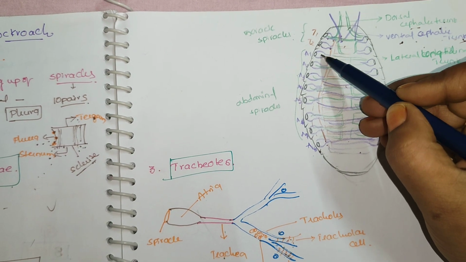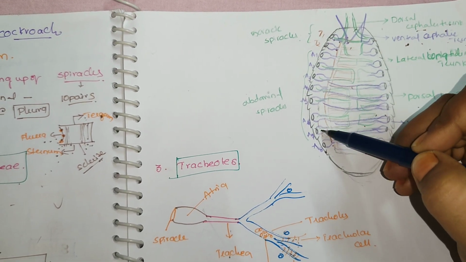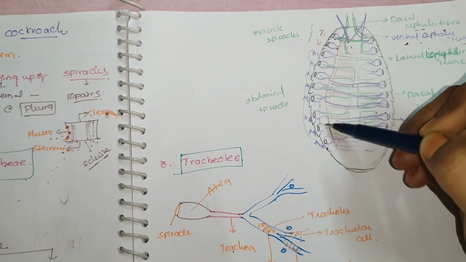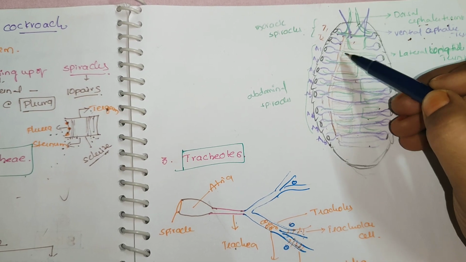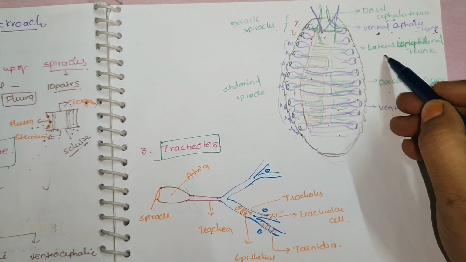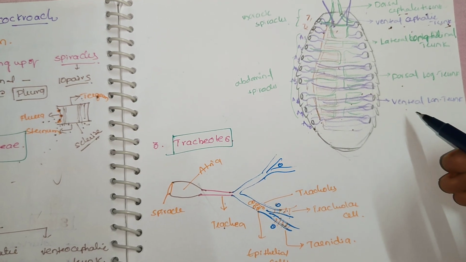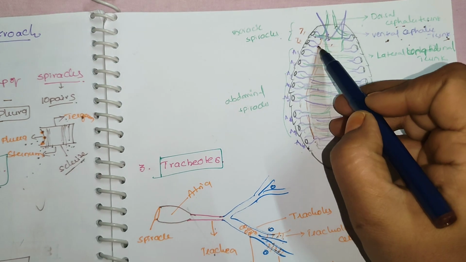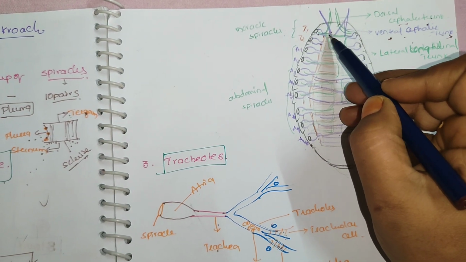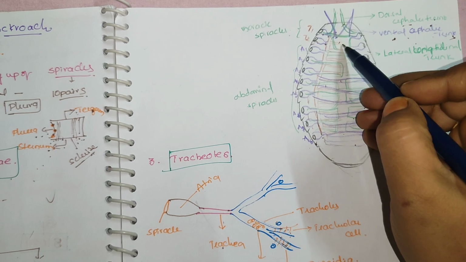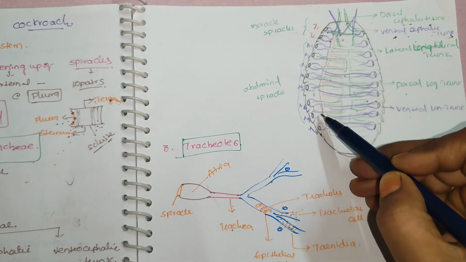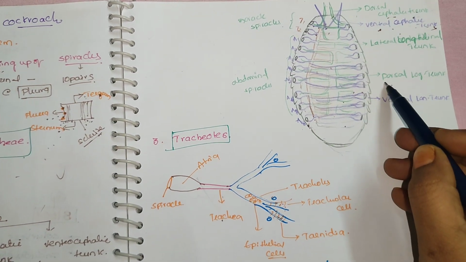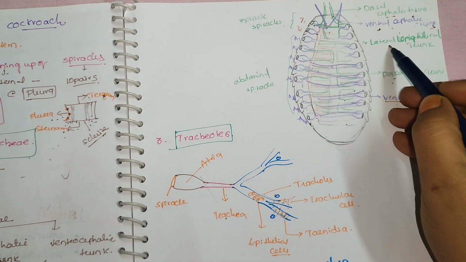And each individual spiracle is attached to a network-like structure, that is longitudinal trunk. On the lateral side it has a longitudinal trunk. It forms the dorsal longitudinal trunk, then ventral longitudinal trunk, then lateral. So here the trachea, dorsal cephalic and ventral cephalic, and the lateral longitudinal trunk is divided into dorsal, ventral, lateral.